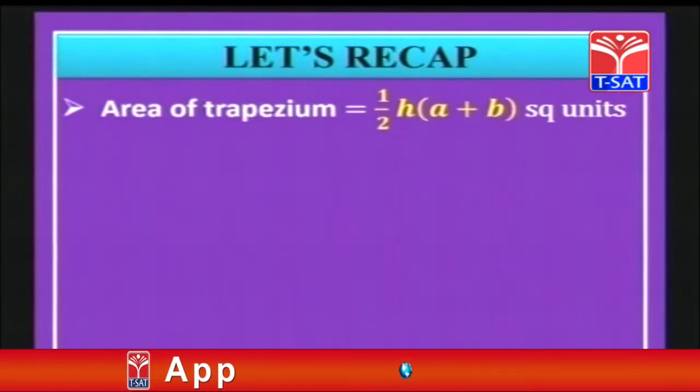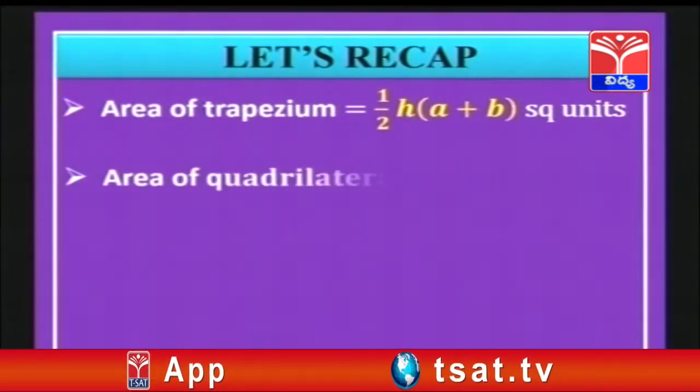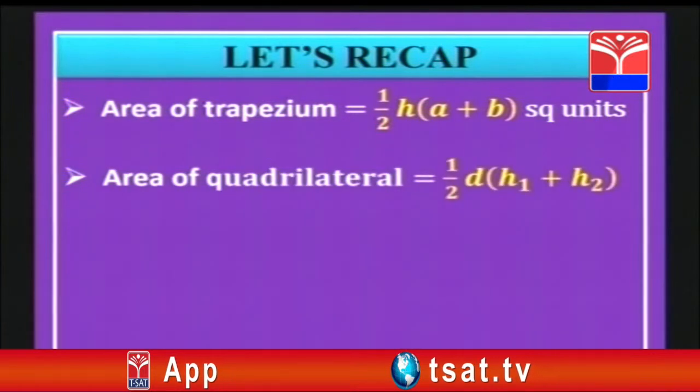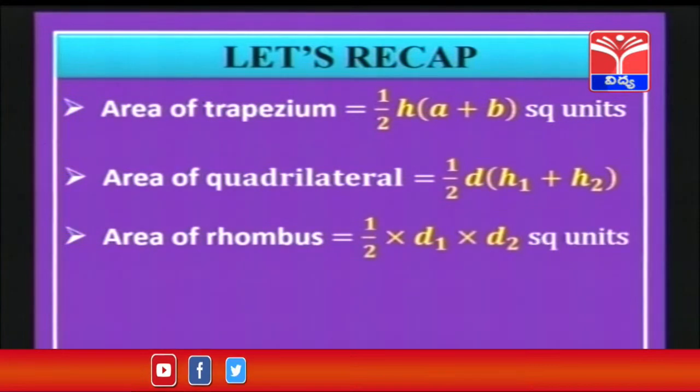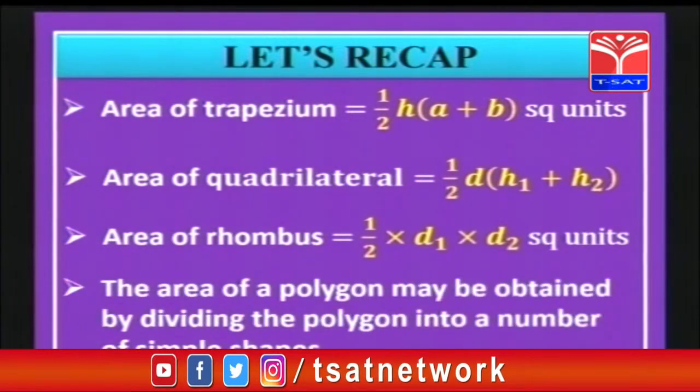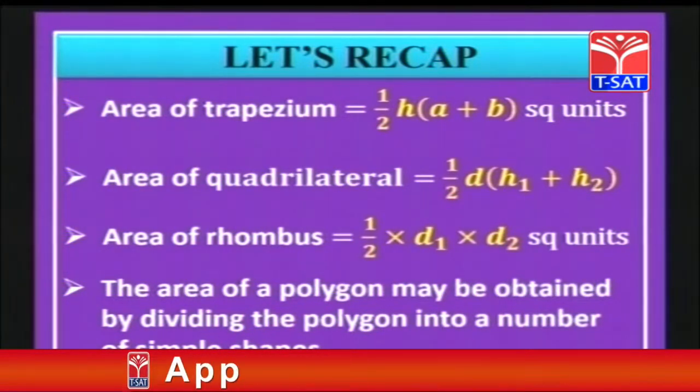height. Area of trapezium is half H into (A plus B). Area of quadrilateral is equal to half D into (H1 plus H2). Area of rhombus is half into D1 into D2 square units. The area of a polygon may be obtained by dividing the polygon into a number of simple shapes.